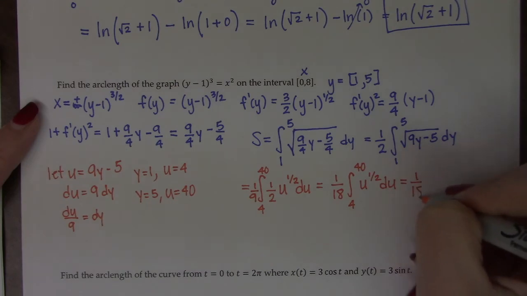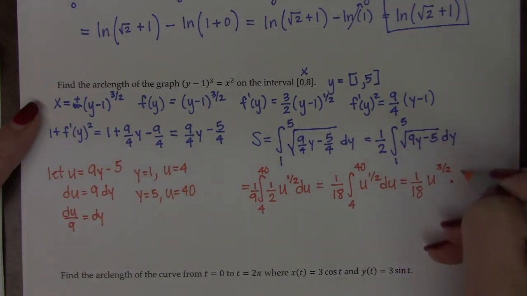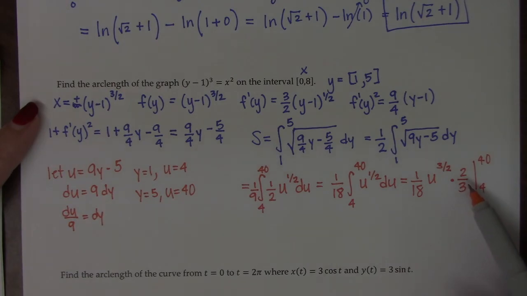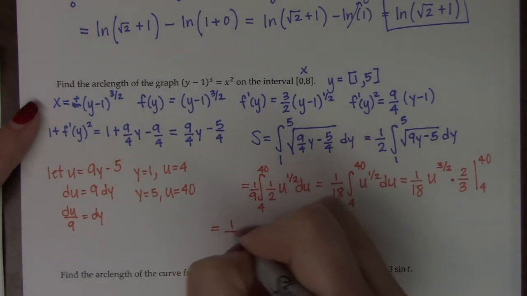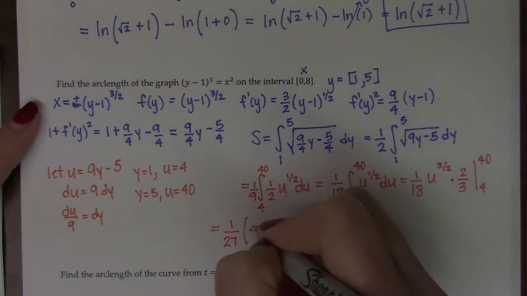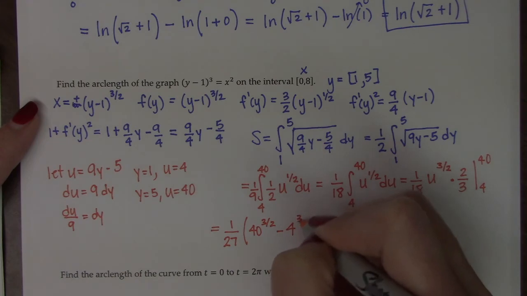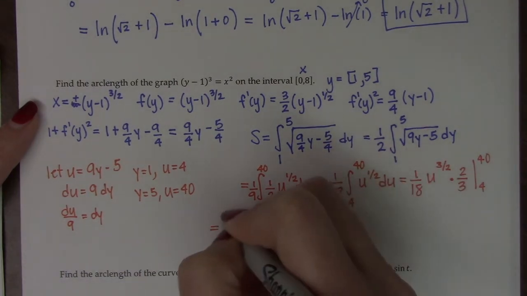So that will be 1/18 u to the 3/2, and when you divide by a fraction, right, we multiply times the reciprocal. And so I can clean this up a little bit more. The 2 will cancel and this will become a 9, and 9 times 3 is 27. So what I'm going to get is 1 over 27 times u to the 3/2, so that's 40 to the 3/2 minus 4 to the 3/2. And you can actually stop right there.